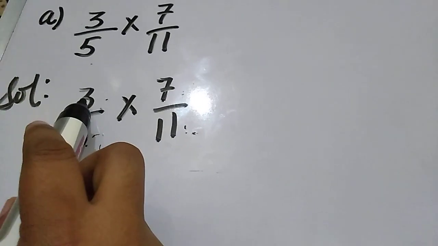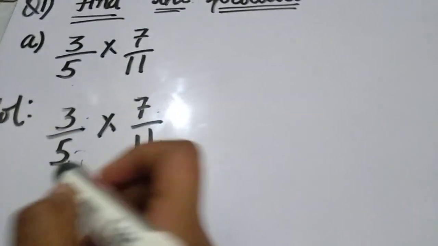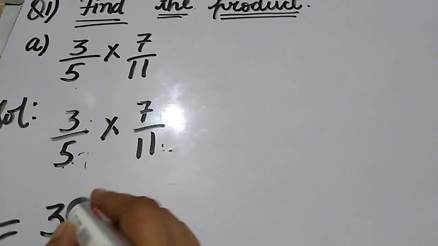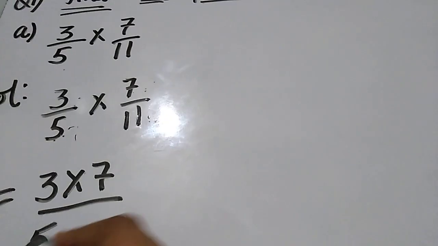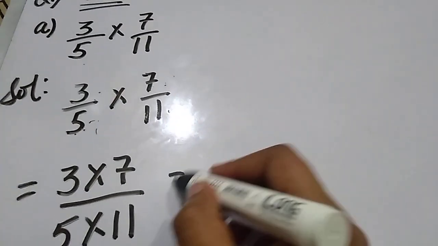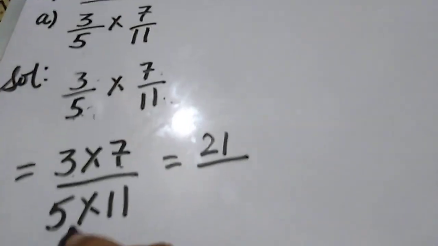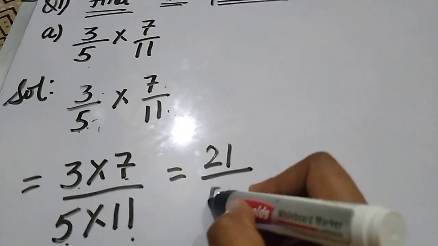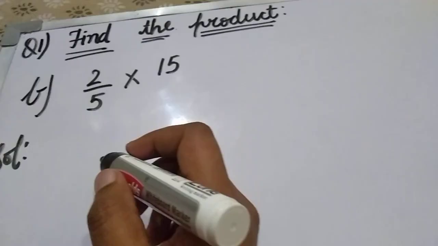You have to just take the product of their numerators. That means 3 multiply by 7, and in the denominator that is 5 multiply by 11. So 3 sevens are 21, 5 elevens are 55. So this is your answer.